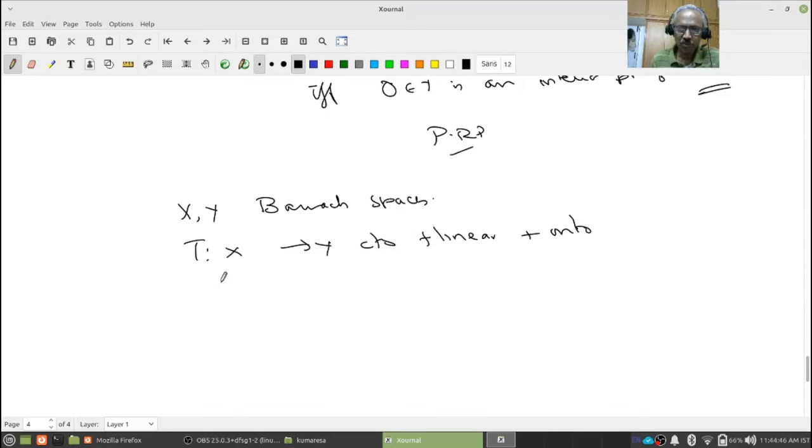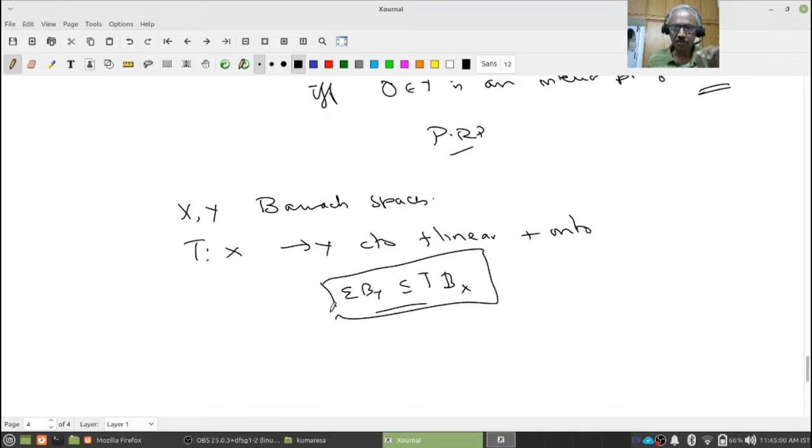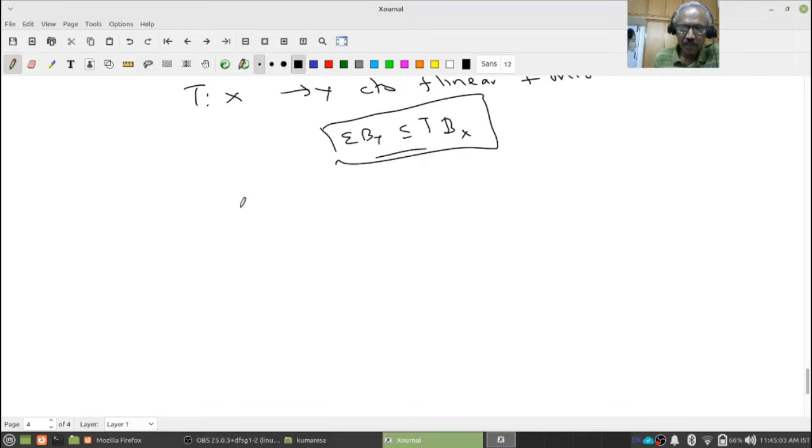So to prove T is open, what should I do? I have to show, look at T(B_X), then there is an epsilon so that this contains this. That is, 0 is an interior point of T(B_X), right? So what we are going to first prove is that, look at T(B_X), take its closure in Y.